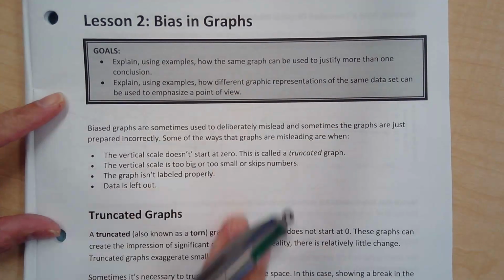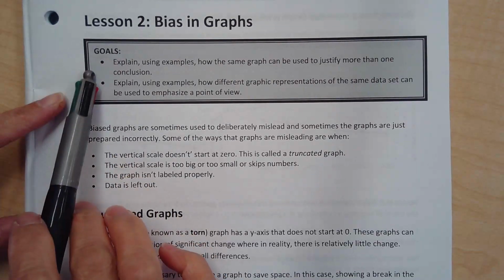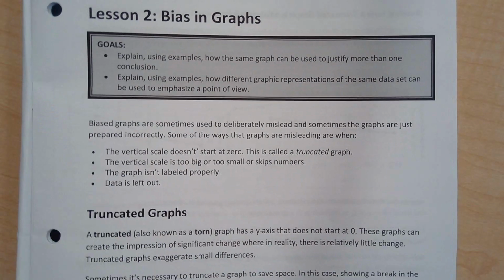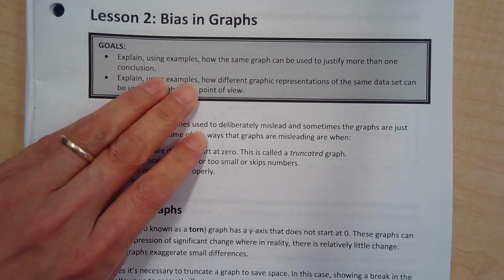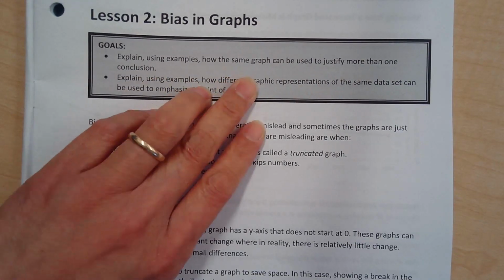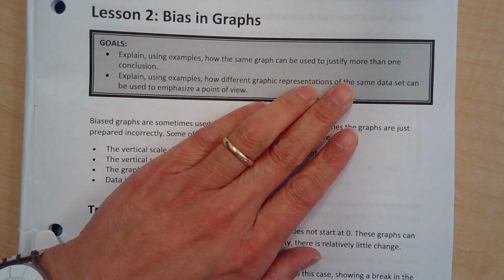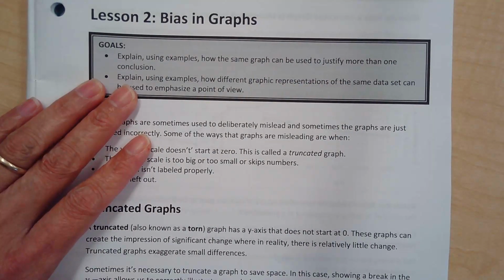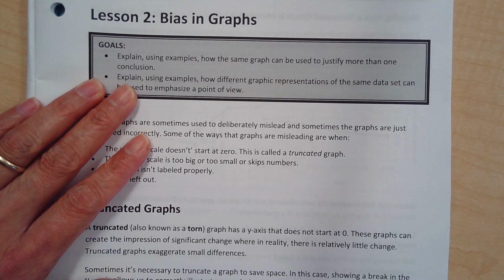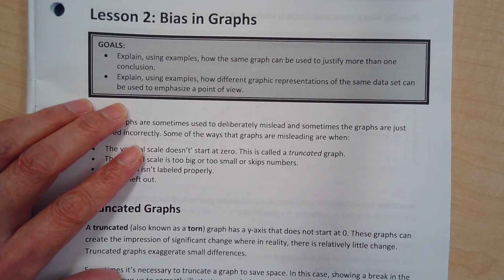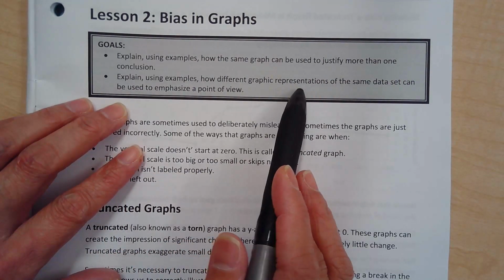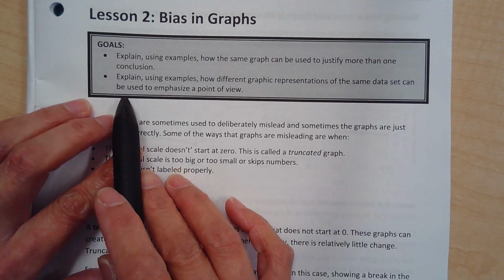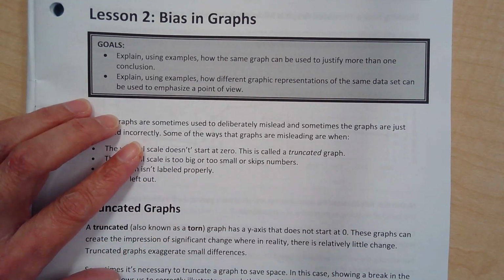So I'm just going to go through the goals, talking about what are expected goals today. Our goal is to explain using examples how the same graph can be used to justify more than one conclusion. So how can the same graph have different conclusions, different interpretations? Explain using examples how different graphic representations of the same data set can be used to emphasize a point of view.